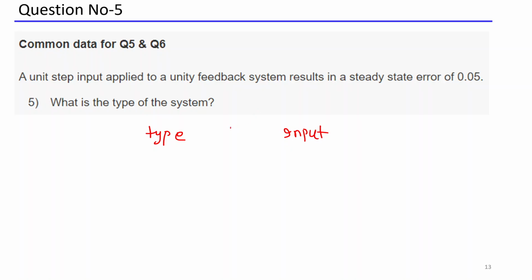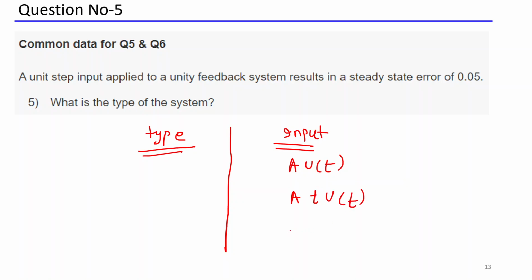So first of all, let me classify, there are two things. What do you mean by type of the system, and what do you mean by input of the system? You understand now what is input. There are three types of input. One is step input, which is written as a into u of t. Another input is ramp input, a into t into u of t. Another input, parabolic input, which is a into t square by 2 u of t. These are the standard formulas of the input.